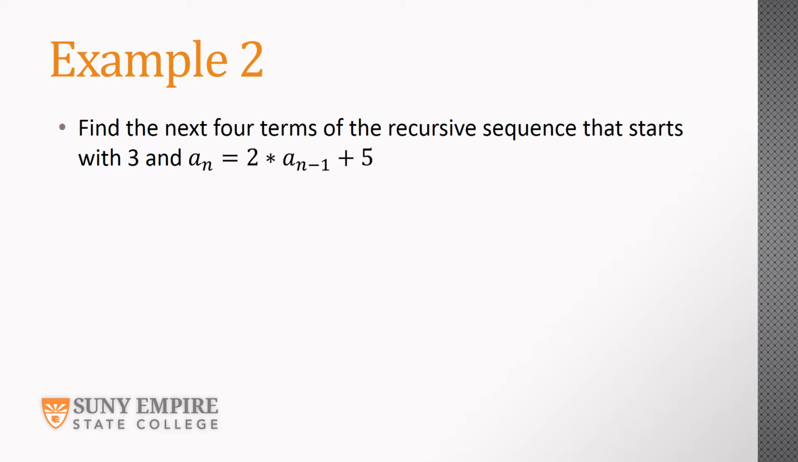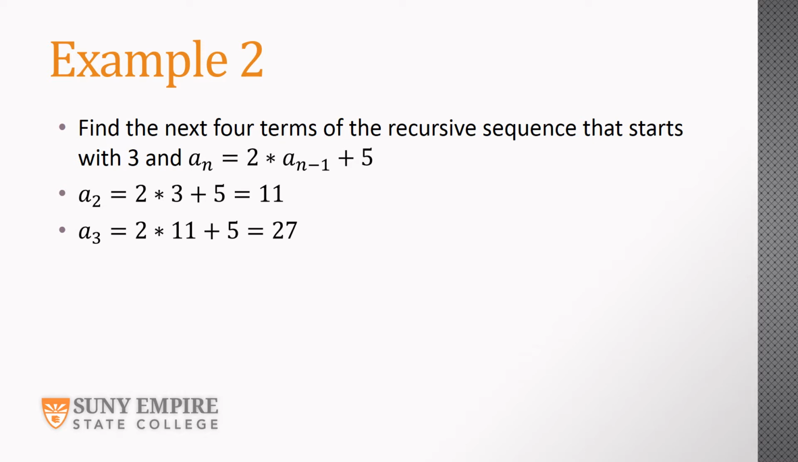Not all recursive sequences require multiple starting amounts. Suppose we have a sequence that starts with 3 and is defined recursively as a sub n equals 2 multiplied by a sub n minus 1, the previous term, plus 5. We want to find the next four terms of the sequence. To find the second term of the sequence, we multiply 2 by the first term of 3, then add 5. This leaves us a sub 2 equal to 11.